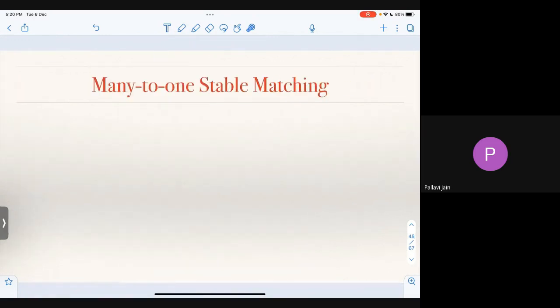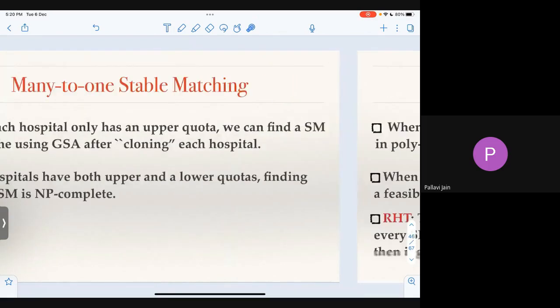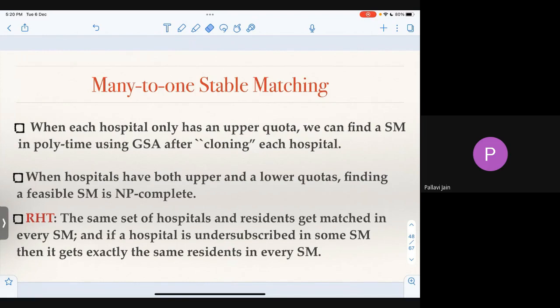So let's look at what the rural hospital theorem actually says in the many-to-one setting. It says that the set of people who will get matched on either side will always remain the same.